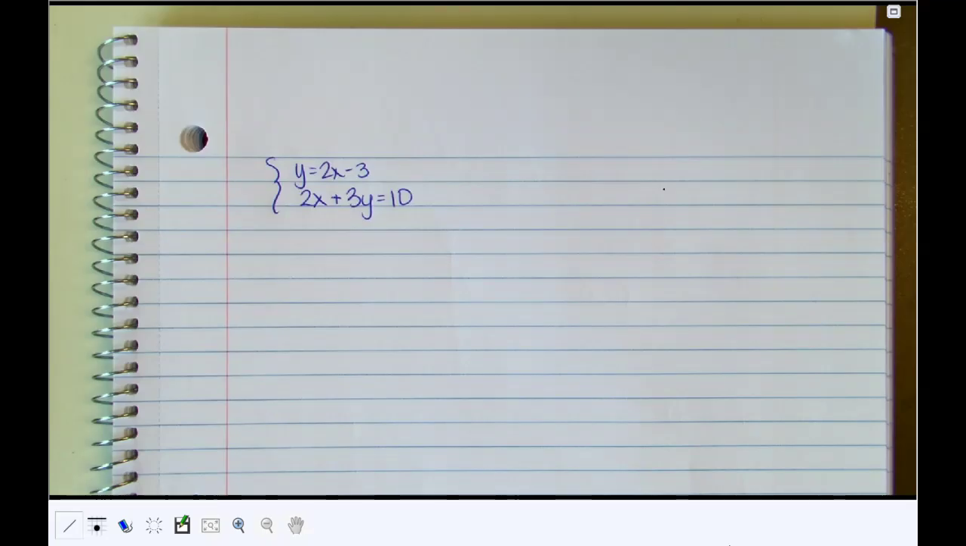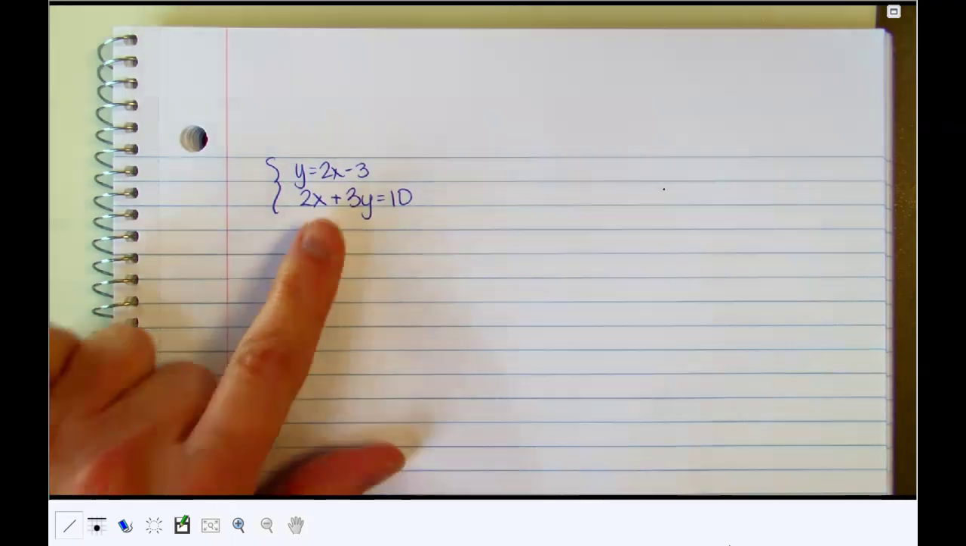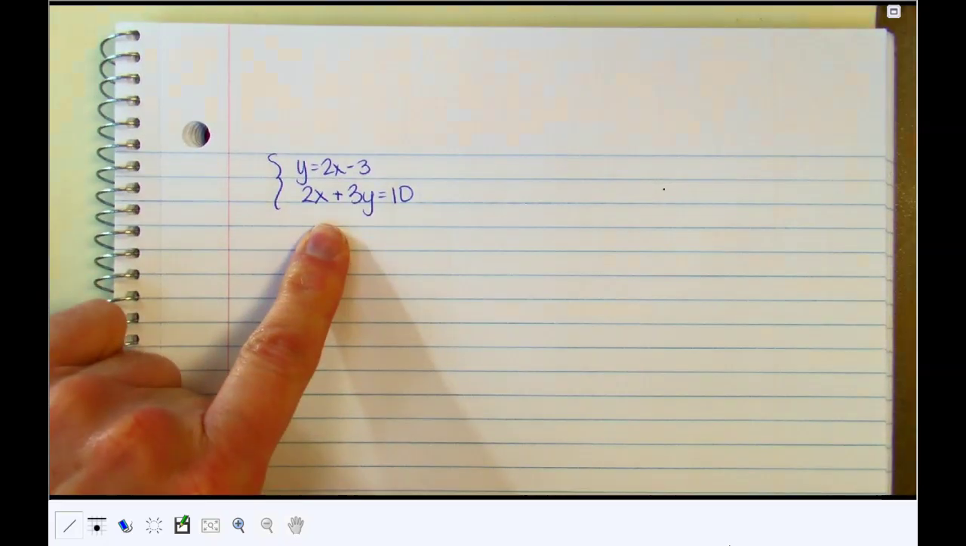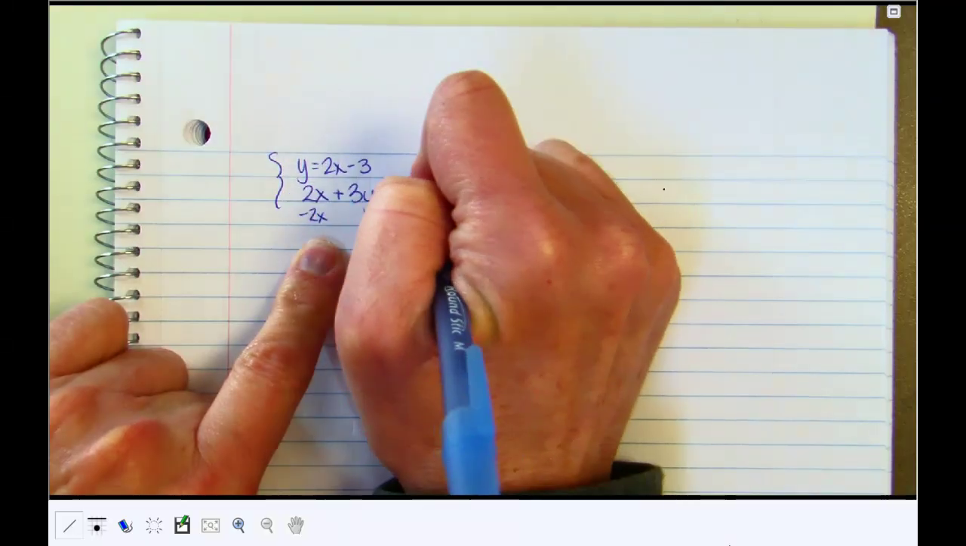Our calculator does not graph things like this. This is standard form. We talked about that first semester. That second one is in standard form. It has to be in y equals mx plus b form, which is why we talked about it yesterday. So what do you have to do to get this to y equals mx plus b? Subtract 2x and then divide by 3. Yes, subtract 2x and then divide by 3.